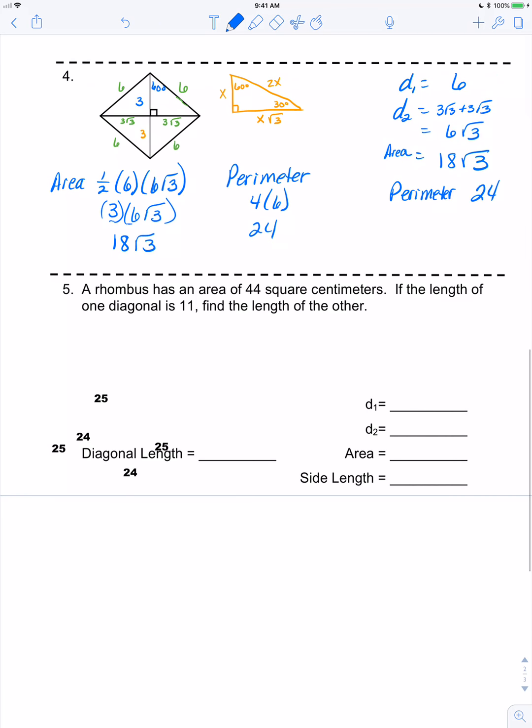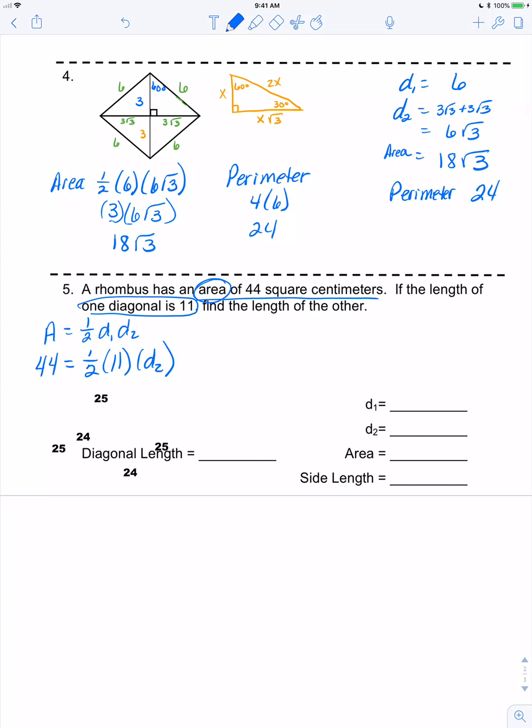Okay, last one. We have a rhombus that has an area of 44 centimeters. Okay, so remember, here's our formula. Area is 1/2 diagonal 1 times the diagonal 2. Well, we know what the area is. We know that is 44. One diagonal is 11. We're looking for the other diagonal.